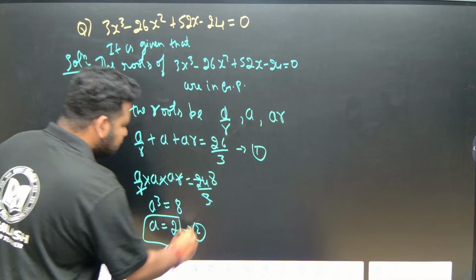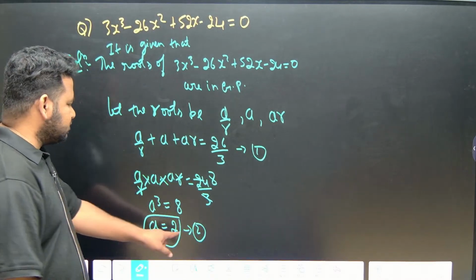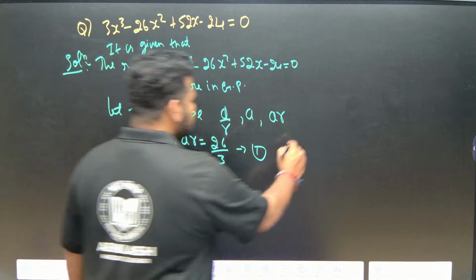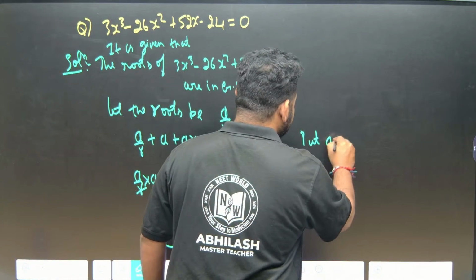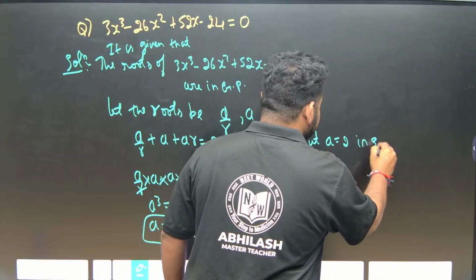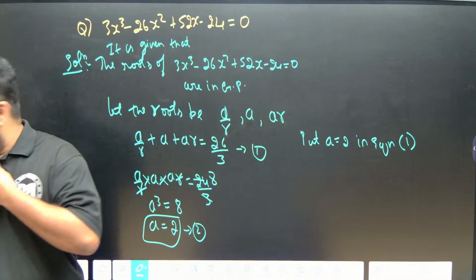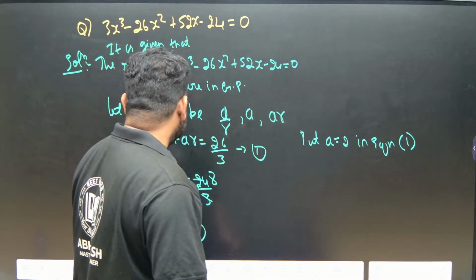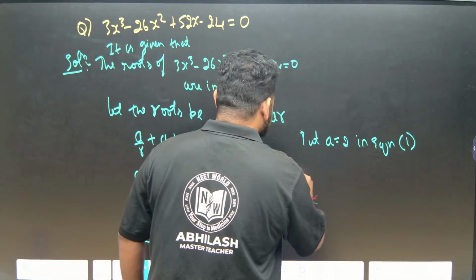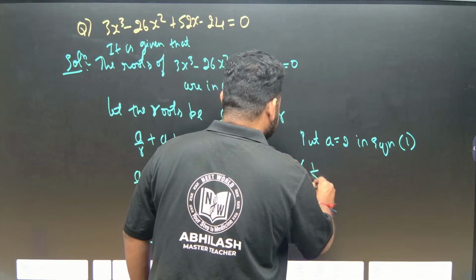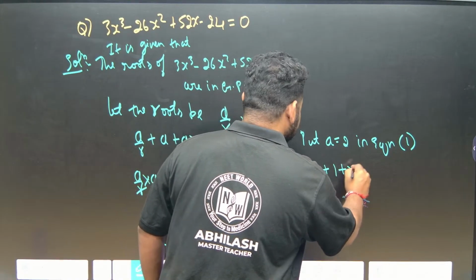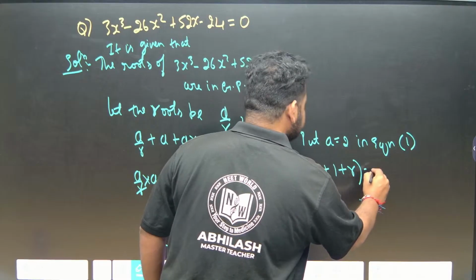Put a is equal to 2 in equation 1. What will we get, friends? We'll get 2, I'll take it as common. So this will be 2 times (1 by r plus 1 plus r) is equal to 26 by 3.